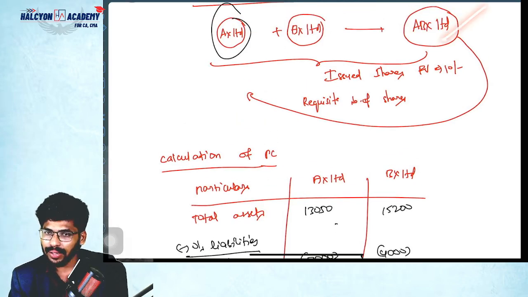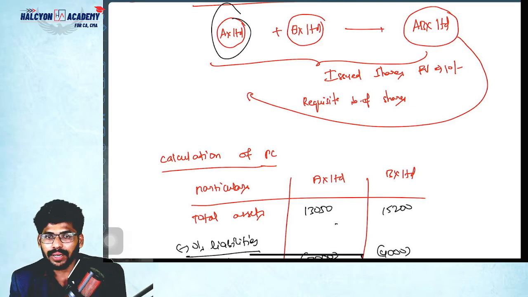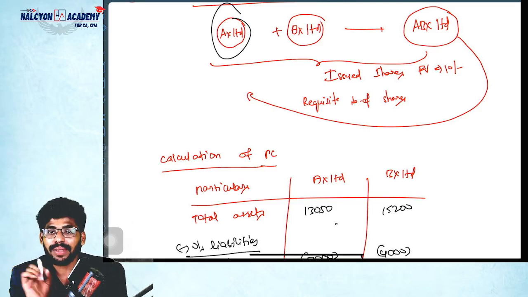See, coming to step number 1, who is the acquirer basically? ABX Limited is the acquirer. Step number 2, because the question is clearly saying that it's a common control. Yes, ABX Limited is the acquirer. Acquisition date is also given in the question. Step number 3, calculation of PC.